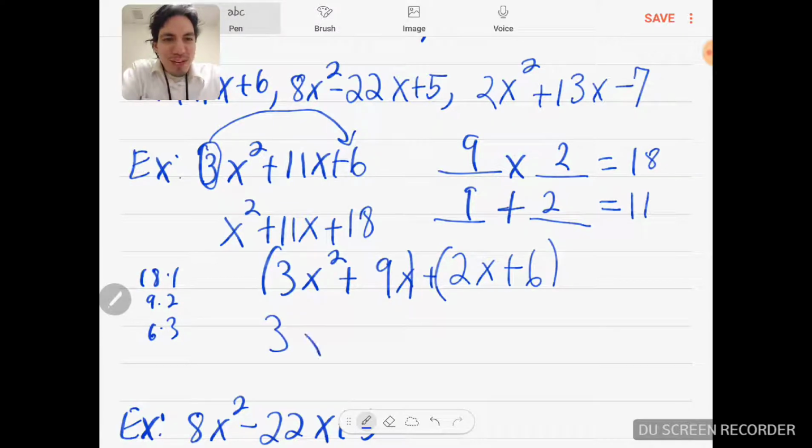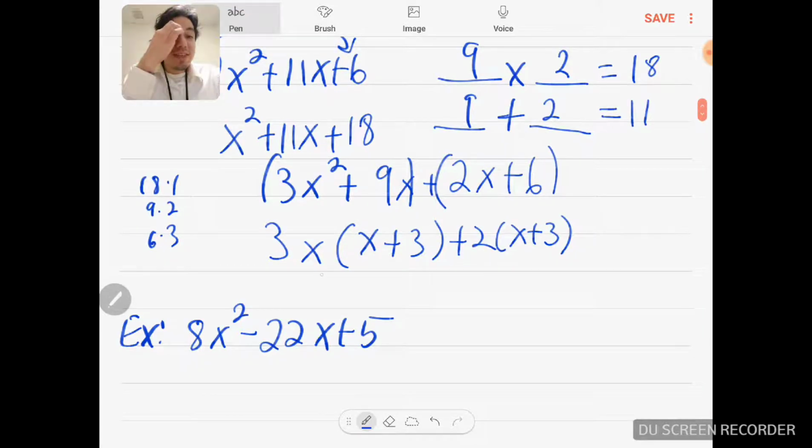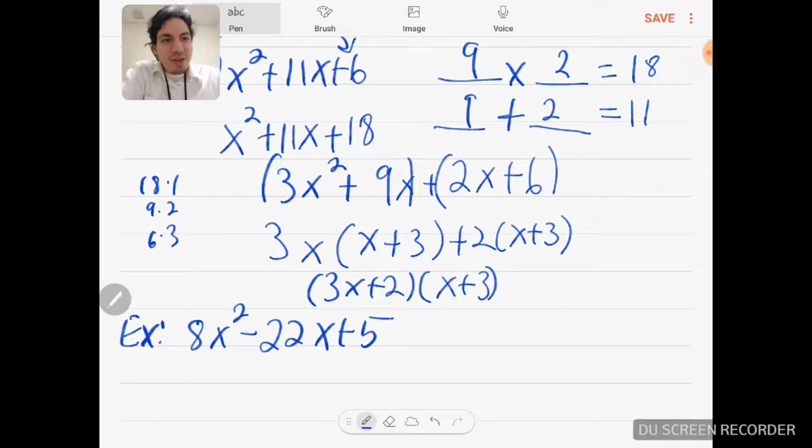So 3x times, well, not 3x, that's going to be x plus 3, and I factor out a 2 since they're both even numbers, plus 2. I'm left with x plus 3, and now, like how we did before, this will be 3x plus 2 times x plus 3, and this will be your answer. This will guarantee you'll get the original equation you first started off with.